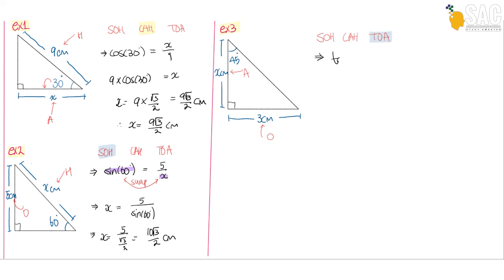So tan 45 degrees is opposite over adjacent, so 3 over x. Again, if your x is on the bottom, just swap it with the other side. X equals 3 over tan 45 degrees. Tan 45 is 1, so it becomes 3 over 1, which is 3. Therefore, x is 3 centimeters.